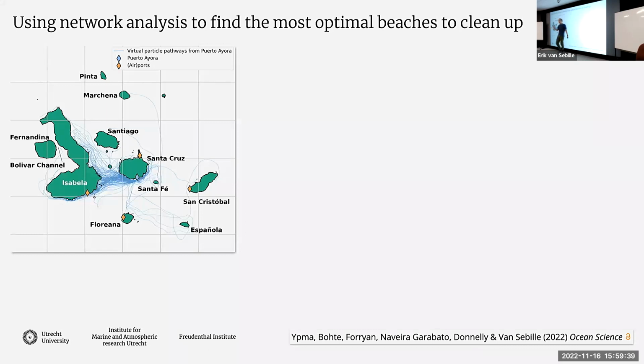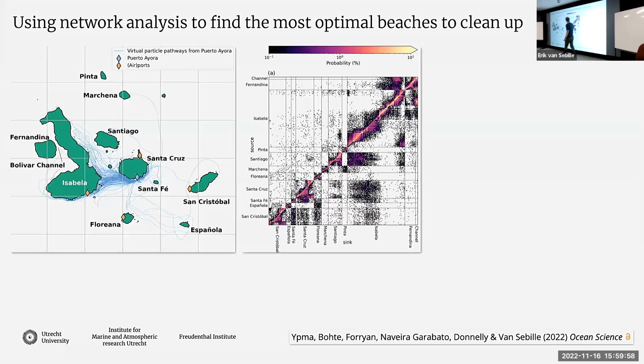And that is also where we use scientific computing. Stephanie Ipma, a postdoc in my team, created a network analysis of the connectivity of all the beaches and all the coastlines around the different islands, and how floating plastic would move from one beach to the other. It looks something like this.